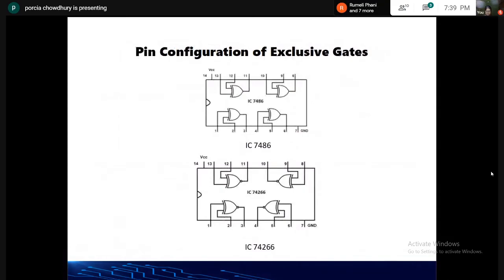Ma'am, I have a question. Yeah. Ma'am, what is the application of the exclusive gate? Yeah, exclusive gate. So where can we use the exclusive gates? When we have any arithmetic operation.